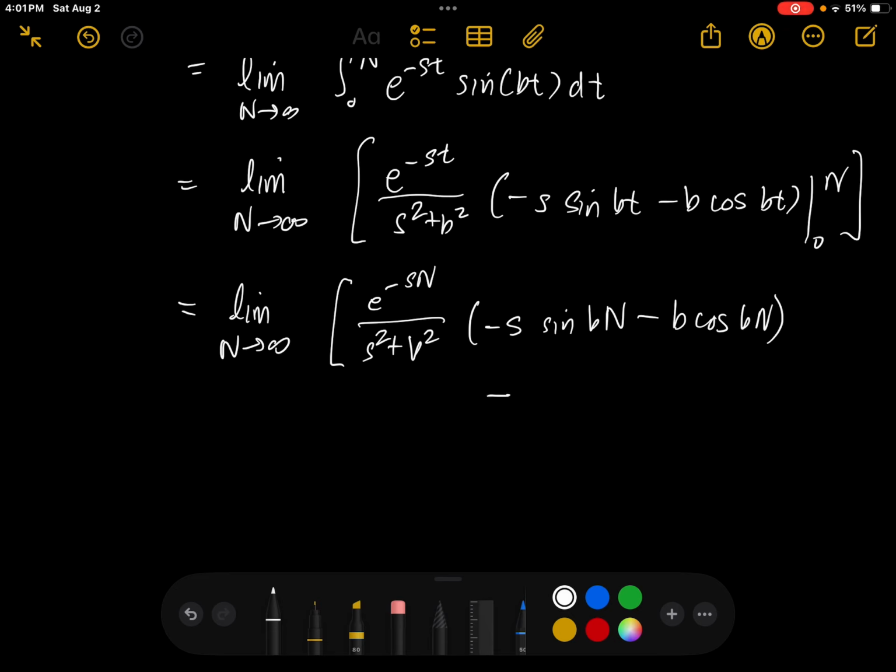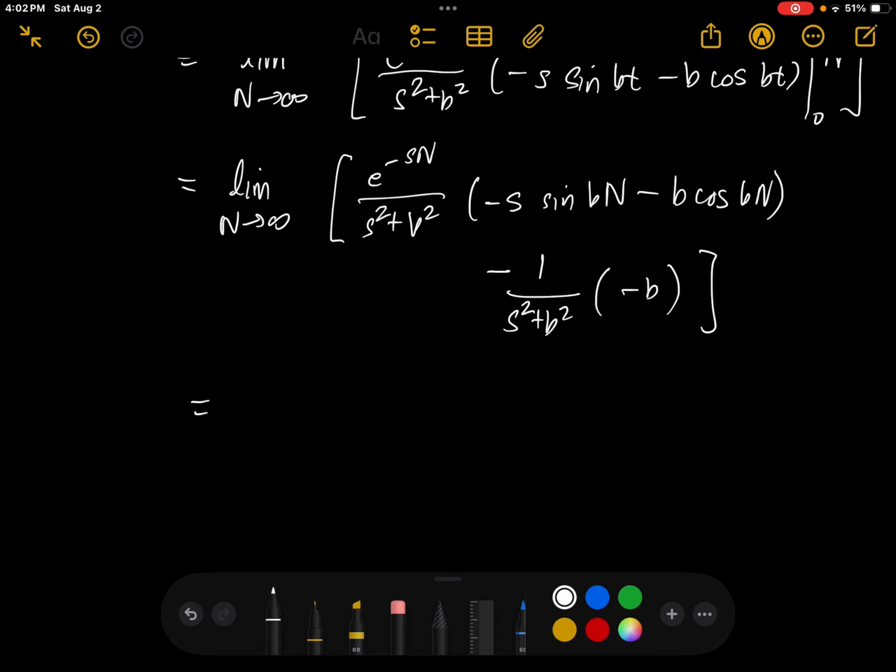Well, when you plug in 0 for t, let's look at what you're going to get. You're going to get e to the minus st. When t is 0, that's e to the 0, that's 1. So you get 1 over s squared plus b squared. And then when you plug in 0 into your sine bt, you're going to get sine of 0, and that's 0. And then you're going to get negative b times cosine of bt. So that's cosine of 0, which is 1. So you're going to get a negative b like that.